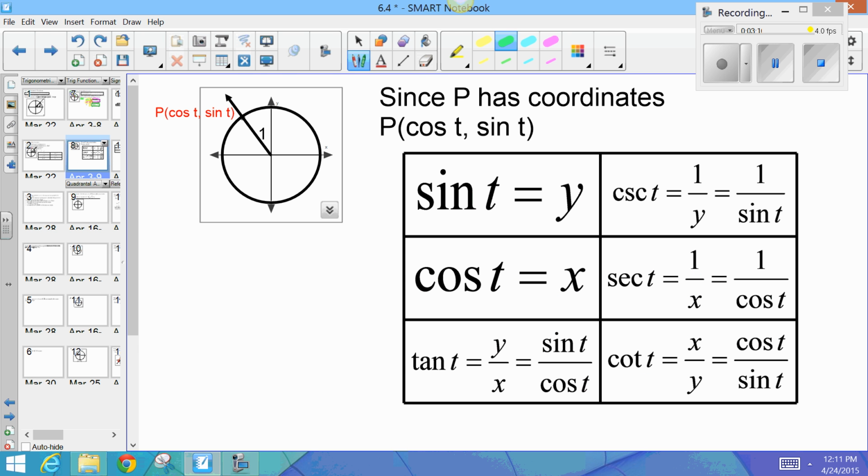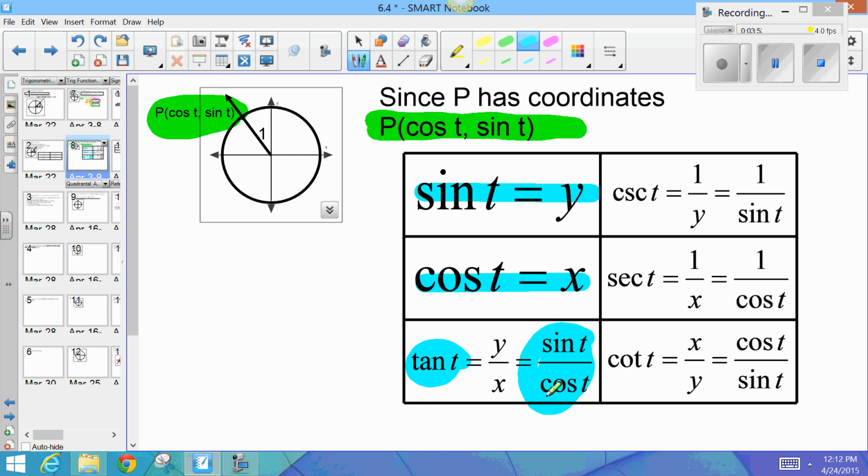And here on the next page, we've just expanded that. If P has the coordinates cosine of t, sine of t, which happens when the radius equals 1, where we find the coordinates of that point between the terminal side of theta and the unit circle, then all of these things in this table are true. The sine of t equals y, cosine of t equals x. We already explored that on the previous page. The tangent of t equals the sine divided by the cosine.